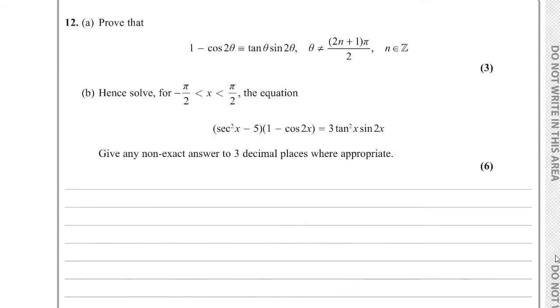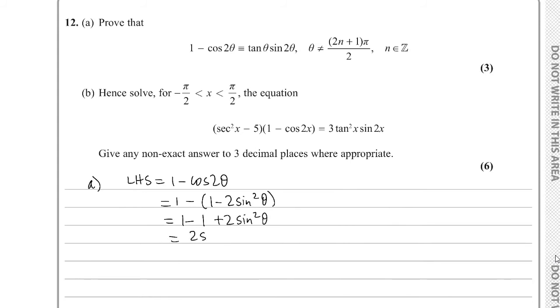Question 12 is about solving this trigonometric equation. We could actually start by considering that we can express the double angles in terms of thetas. So 1 minus cos 2 theta, left hand side, we could write this as 1 minus (1 minus 2 sine squared theta), which is 1 minus 1 plus 2 sine squared theta, which is 2 sine squared theta.